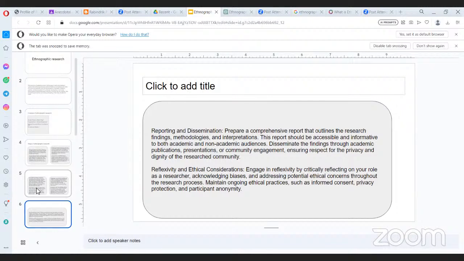Reflexivity and ethical considerations. Engage in reflexivity by critically reflecting on your role as a researcher, acknowledging biases, and addressing potential ethical concerns throughout the research process. Maintain ongoing ethical practices, such as informed consent, privacy protection, and participant anonymity. So these things are very, very important in case of ethnographic research. You have to maintain the ethical considerations.